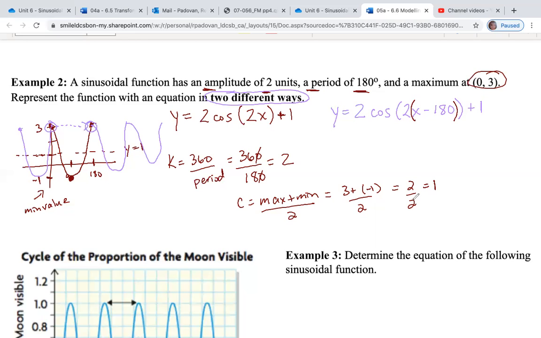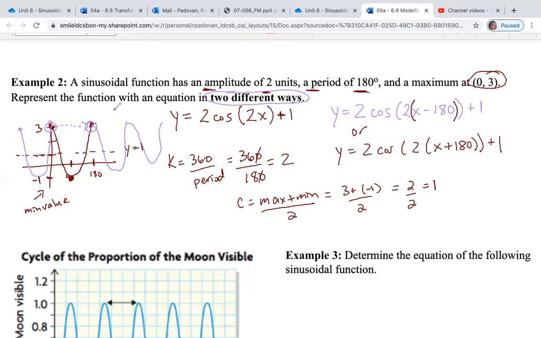So here's another equation: y equals 2 cos 2 bracket x minus 180 bracket, double bracket, plus 1. So all I've done is a horizontal shift of 180 degrees. And again, I could have written that out as y equals 2 cos 2 bracket x plus 180 double bracket plus 1, and that would have been the same thing because I'm still keeping the period, I'm still keeping the amplitude, right? I'm keeping everything the same, just shifting it along the x-axis there.